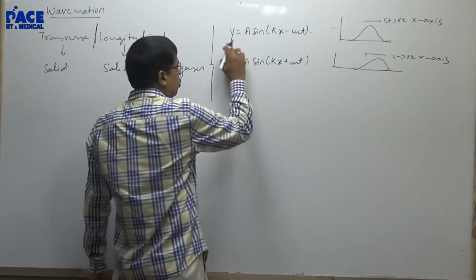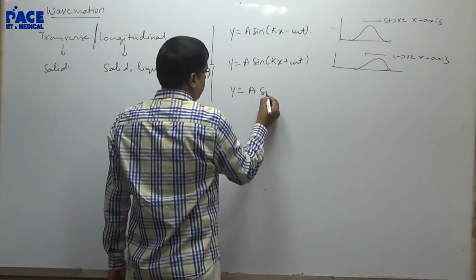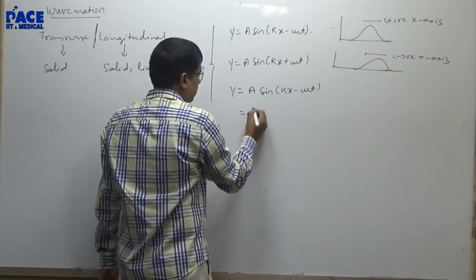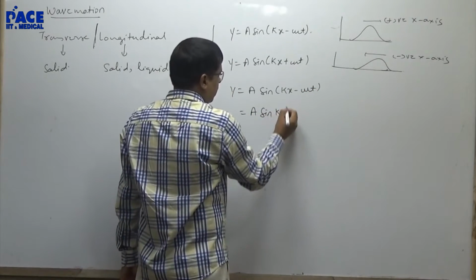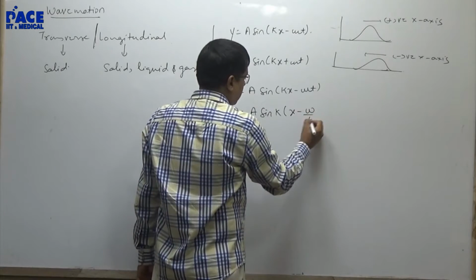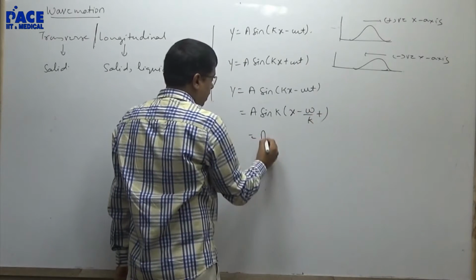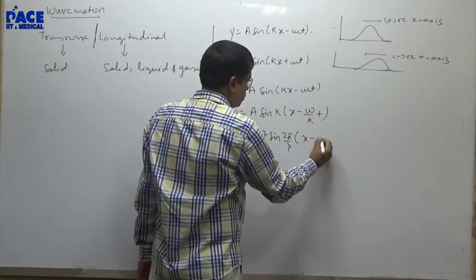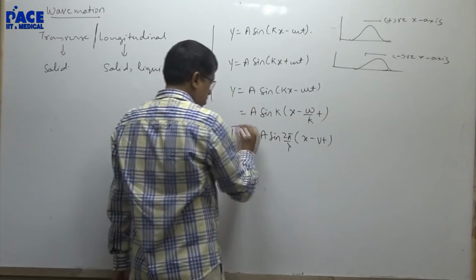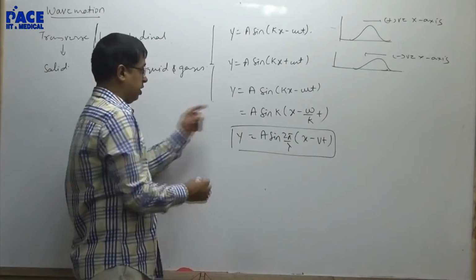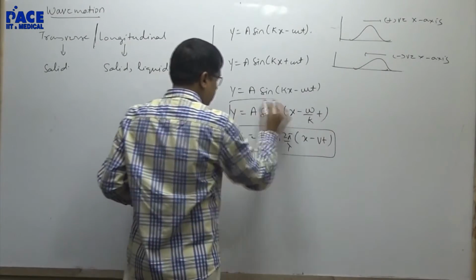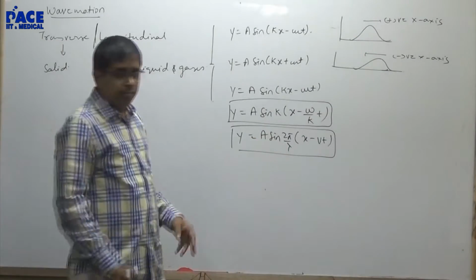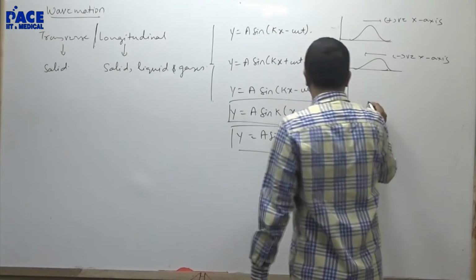They are asking you quite a few questions on this general equation. a sin(kx minus omega t), they are writing as a sin k(x minus (omega by k) into t), that is a sin (2 pi by lambda) into (x minus vt). This is the second form of this particular equation. This is the third form of this particular equation. Sometimes they have even taken omega out.